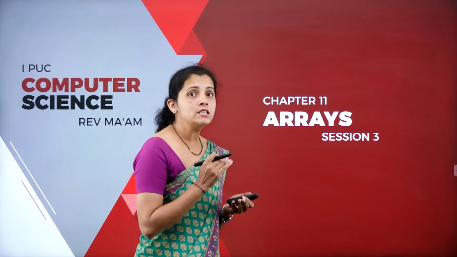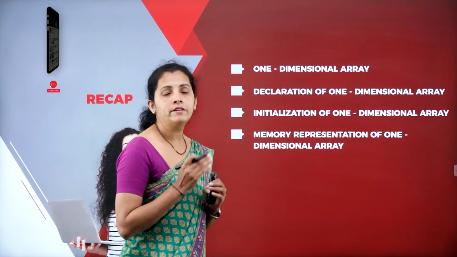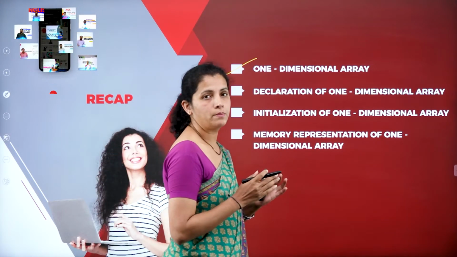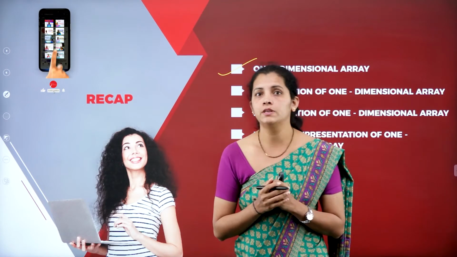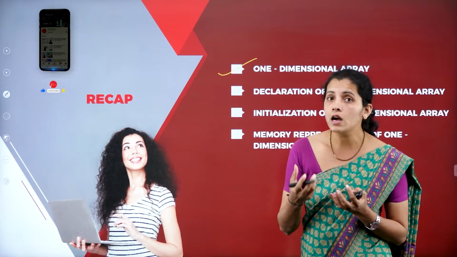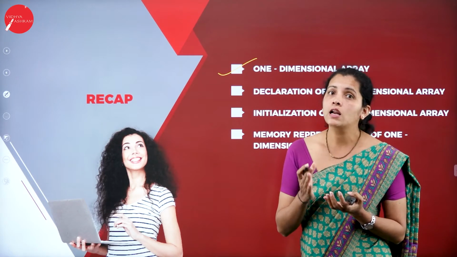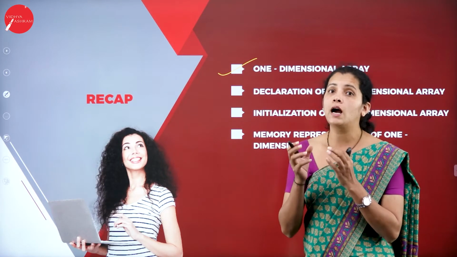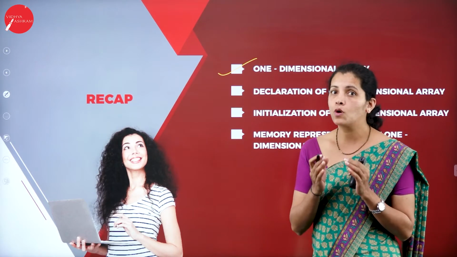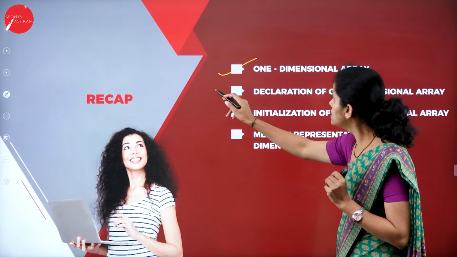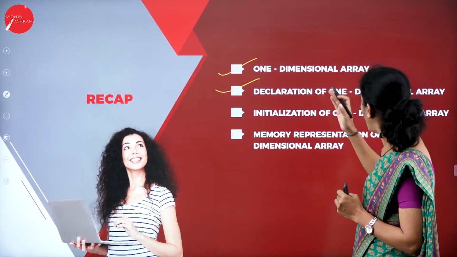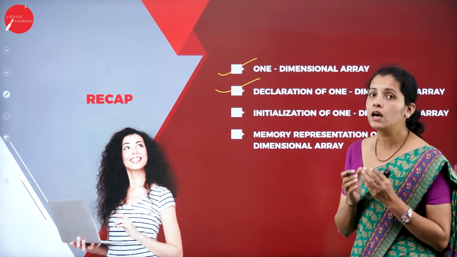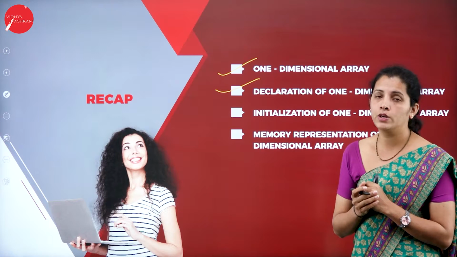In my last session of this chapter, I discussed the following topic, that is the one-dimensional array. That means how to create a one-dimensional array. And what is an array? Arrays are nothing but a collection of homogeneous elements grouped under the same name, and it is called an array. Then I discussed the declaration of a one-dimensional array. That means how can I declare a one-dimensional array and what is the syntax I need to follow.